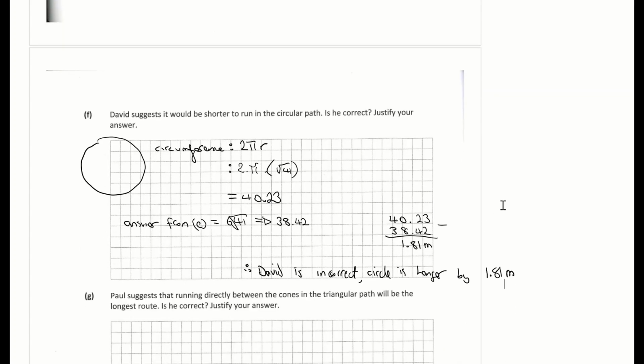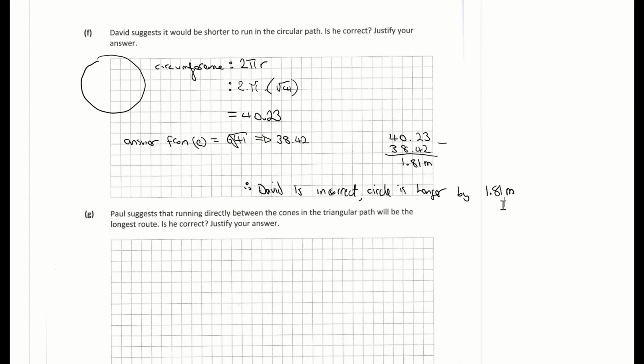The circle route is longer by 1.81 meters. And finished. David's method is longer. We have one more part, which is G. Paul is coming up with a scenario.